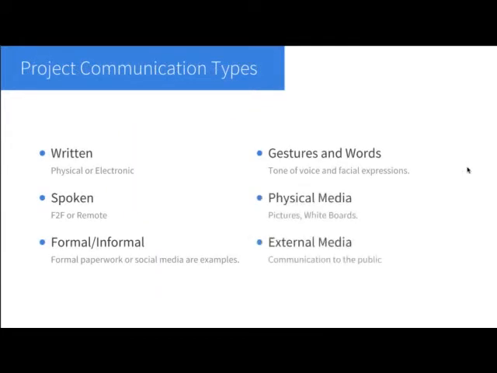Different types of communications is another part that we want to look at. They're either written, spoken, formal or informal. They can be with gestures and words and physical media like whiteboards. When I do project management, whiteboards are really important, but you can also use pictures. You can even use collage to work out something, often in group meetings. And then there's external media too, which might just be the news, any kind of social media platform, newspapers, etc. And it's important for us to realize that our communication might be a little bit different for each one.